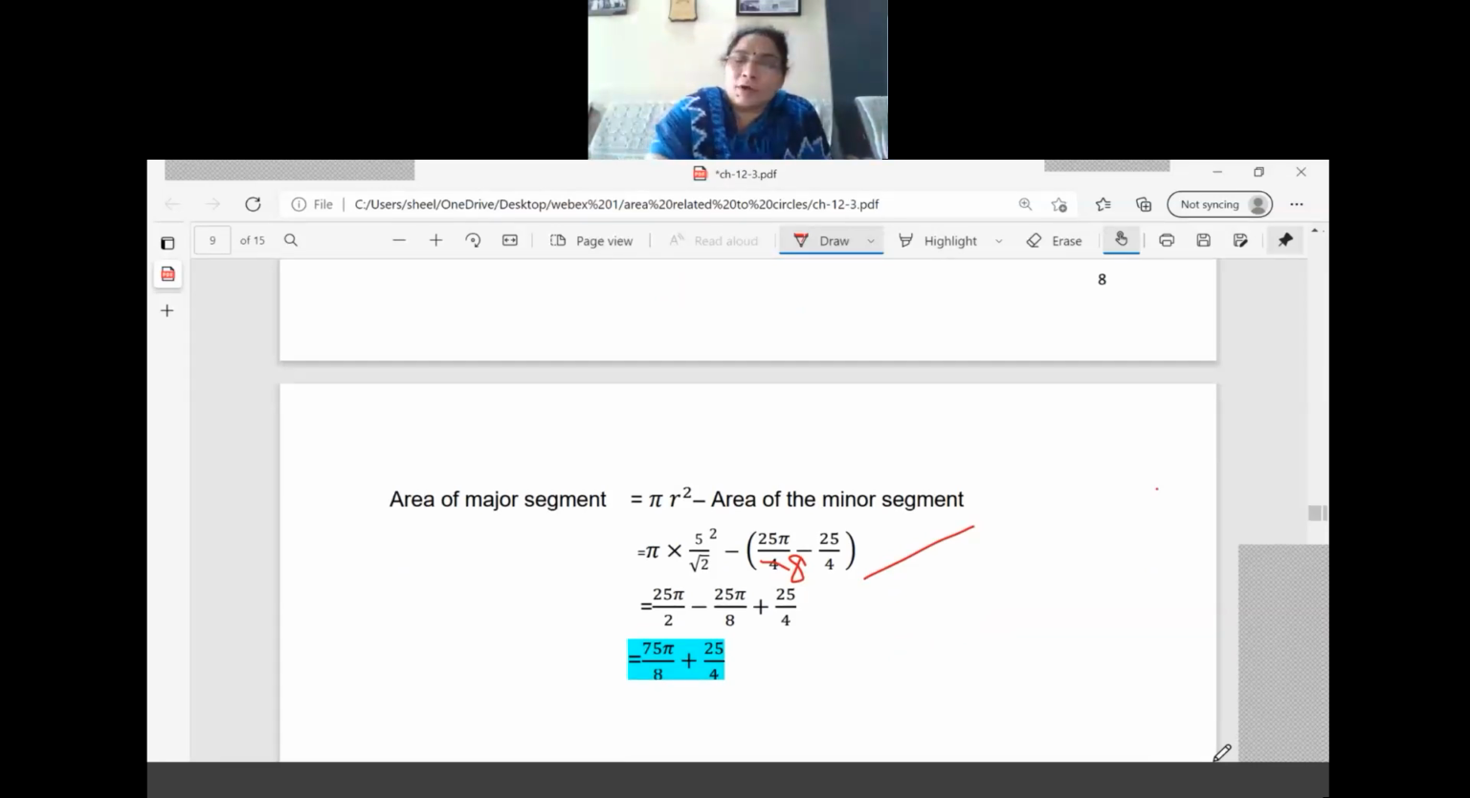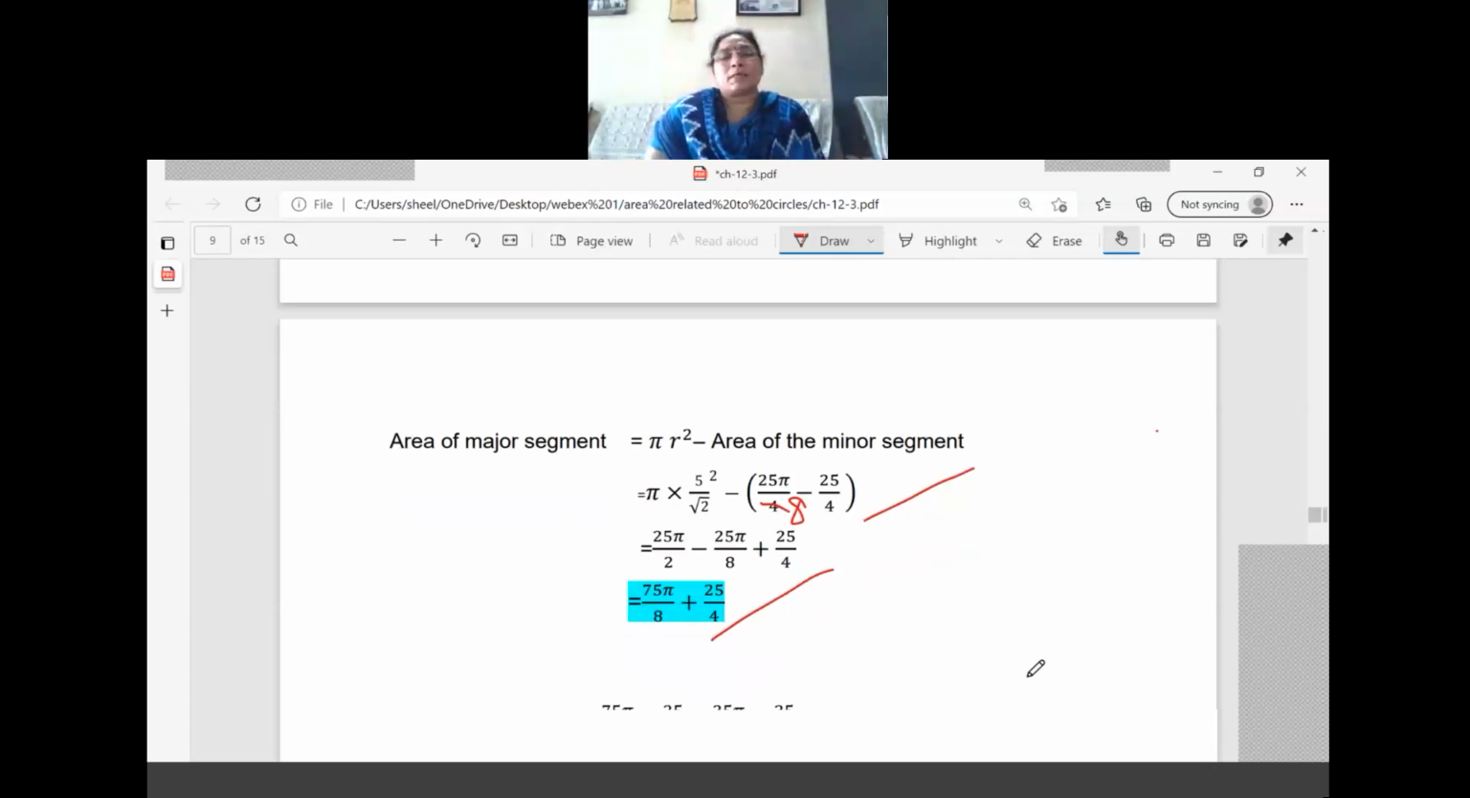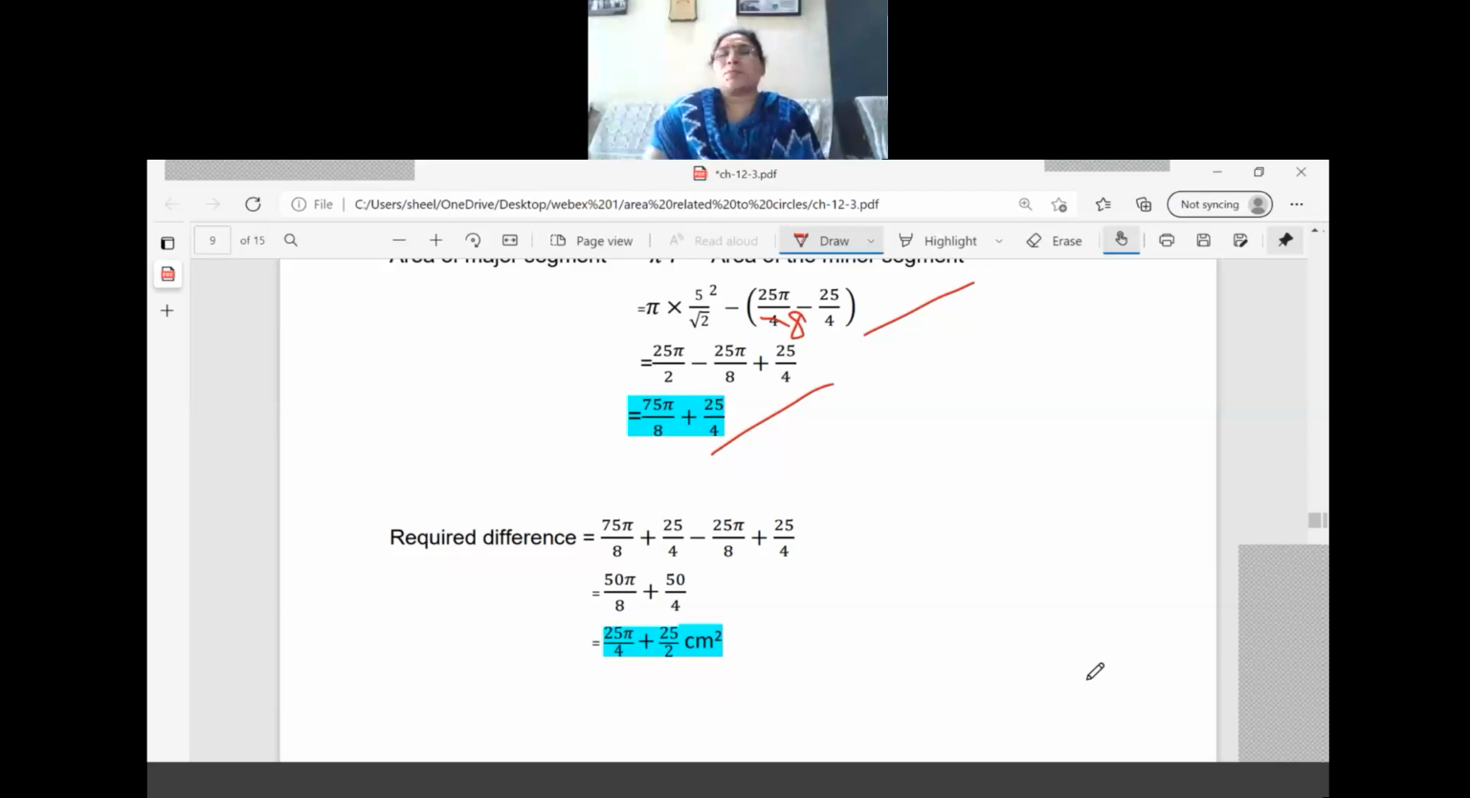After the simplification, what are you getting? 75 pi by 8 plus 25 by 4 only. What is the next step? We have to calculate the difference. So we take the difference of both and simplify. What is the answer we are getting? 25 pi by 4 plus 25 by 2 centimeter square. So we got the answer for this question.